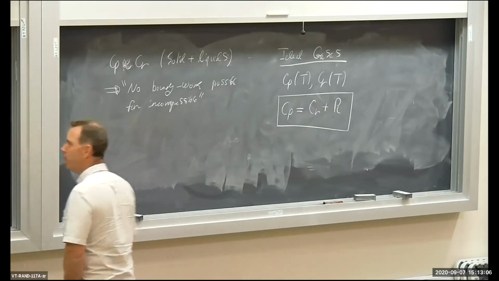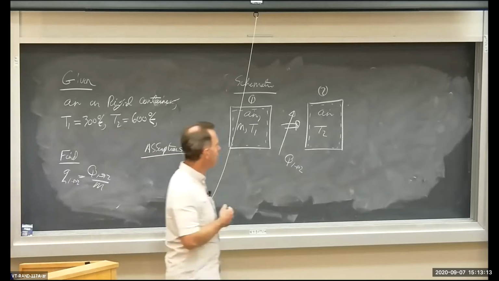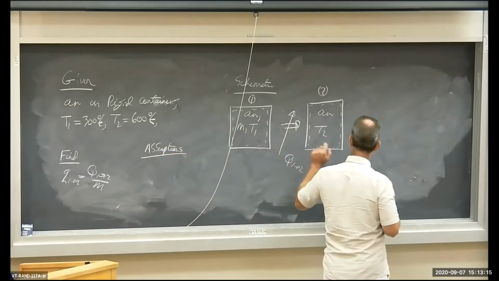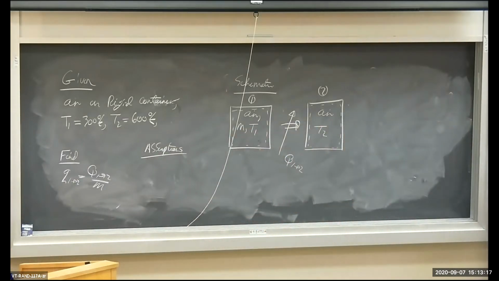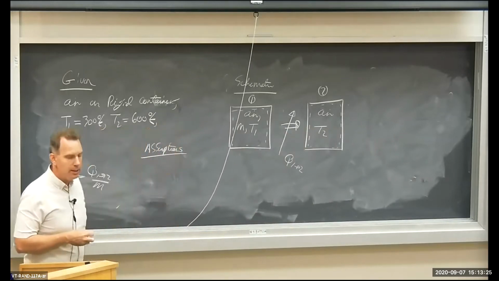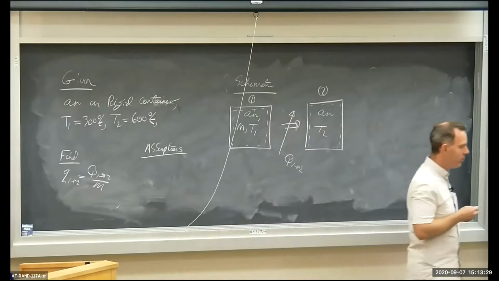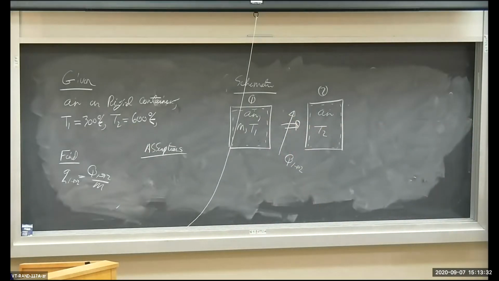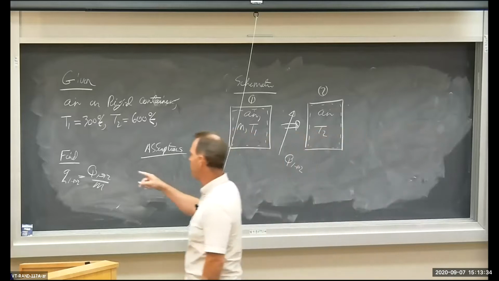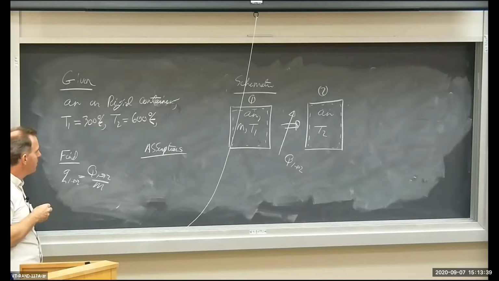All right, let's move on and do an example here. Let's do a nice simple example to get our feet wet. We have a rigid container containing air, a mixture of nitrogen and oxygen. Initially, this system starts off at a temperature T1, and then we add heat, Q1 to 2, and we heat the system up to T2. T1 is equal to 300 degrees Kelvin. T2 is equal to 600 degrees Kelvin.